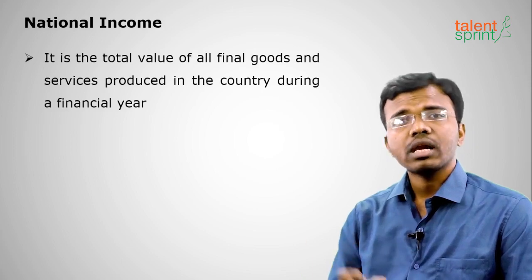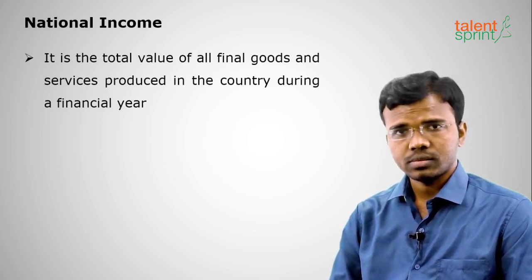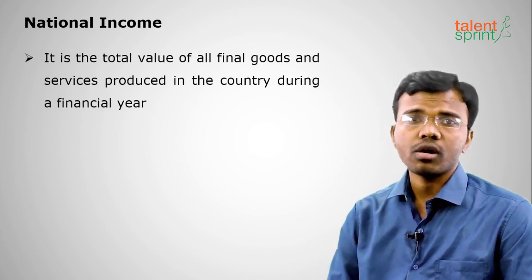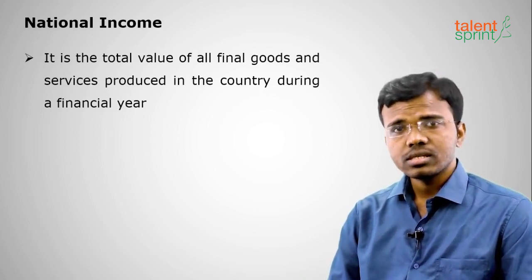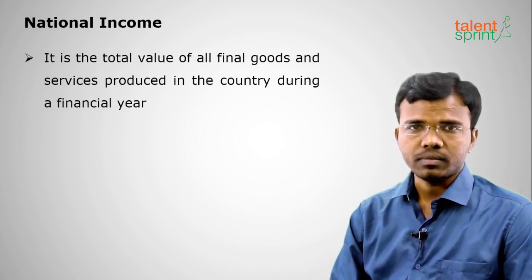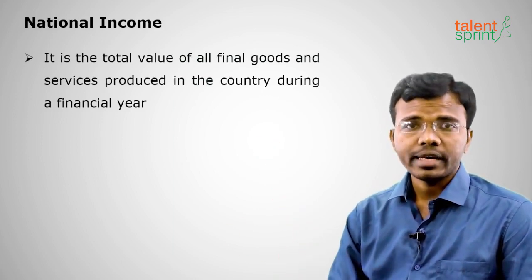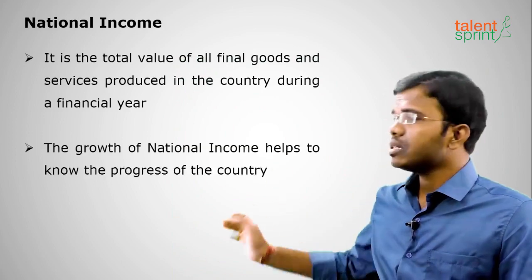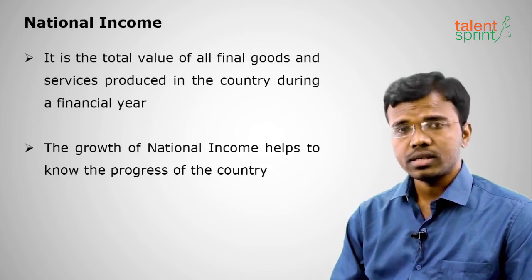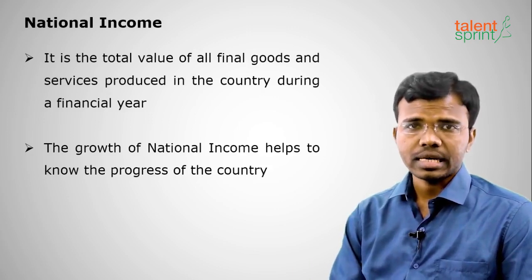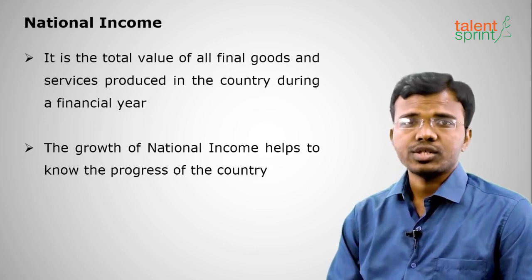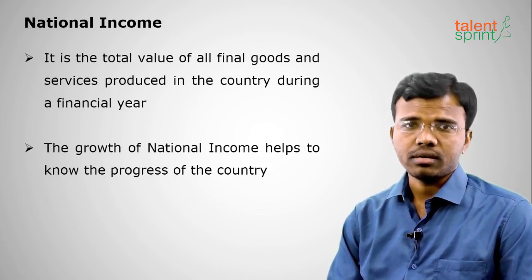Okay, so can I call a marker a final good? Yes, because it is ready for use. So like that, when I add the money value of all final goods and services produced in a country, I will get the national income of the country for a financial year. National income of a country indicates the progress of the country. If there is an increase in national income, it is growth; if there is a decrease, it is called deceleration or lesser growth in the country.